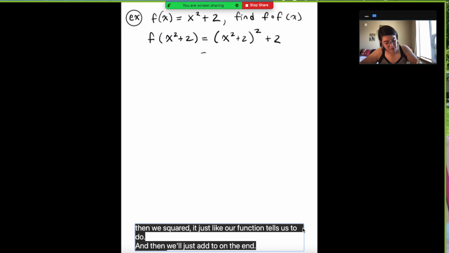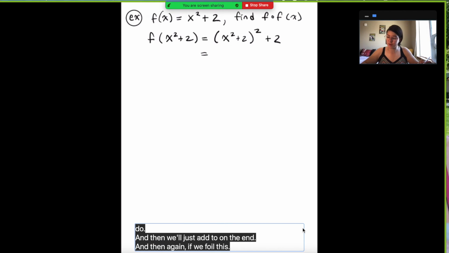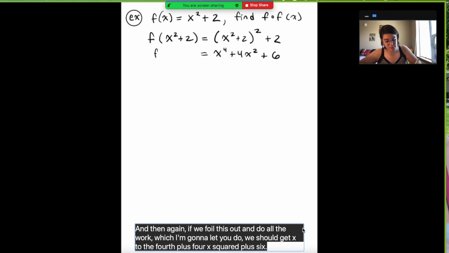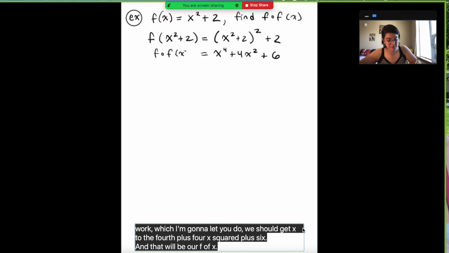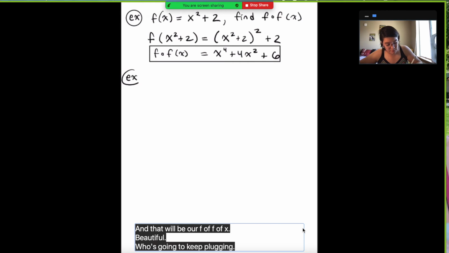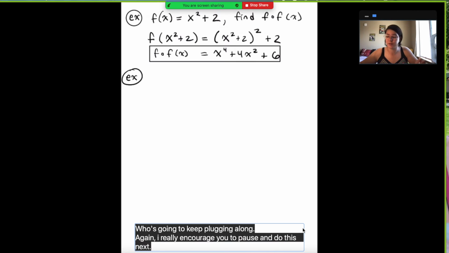And then again, if we FOIL this out and do all the work, which I'm going to let you do, we should get x to the 4th plus 4x squared plus 6. And that would be our f of f of x. Beautiful. We're just going to keep plugging along. Again, I really encourage you to pause and do this next example on your own.